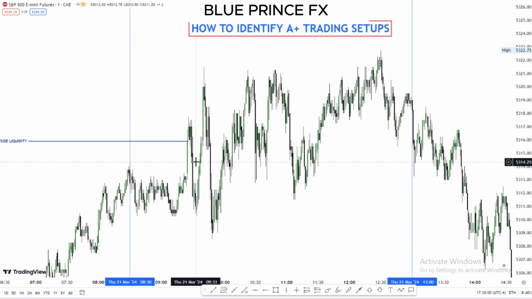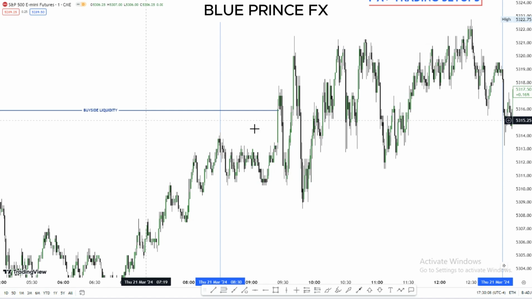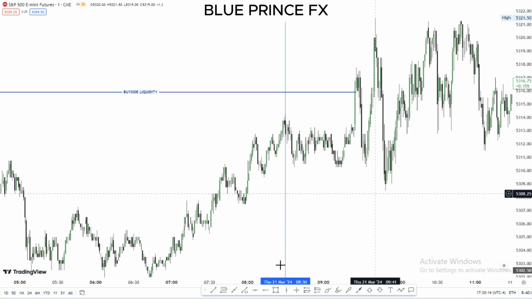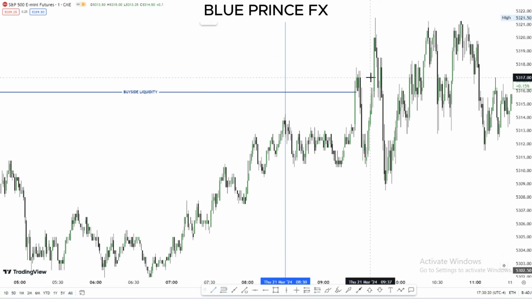So now we're on the 1 minute time frame. We're going to look for our market structure shift that will confirm our sellers to take the trade in the opposite direction, because buy side liquidity has been taken. Now we expect the market to attack the sell side liquidity, so that means we expect to sell. So now we're looking for a market structure shift to the downside so that we can take entry.